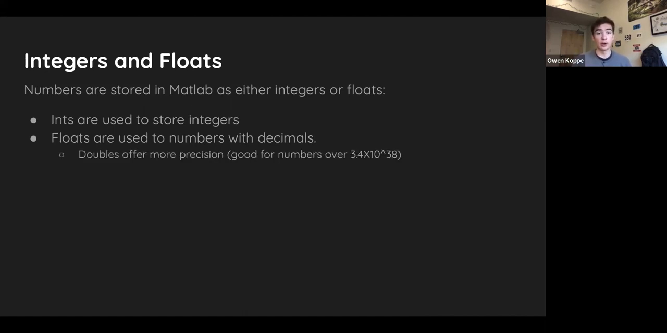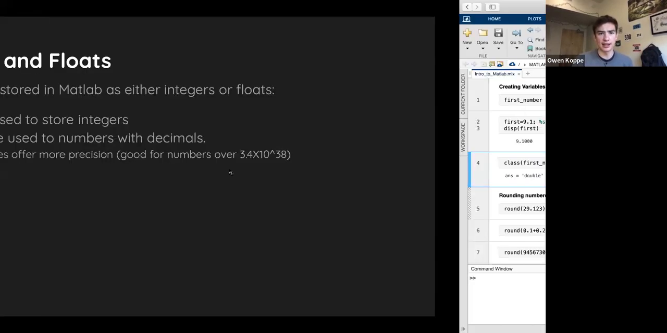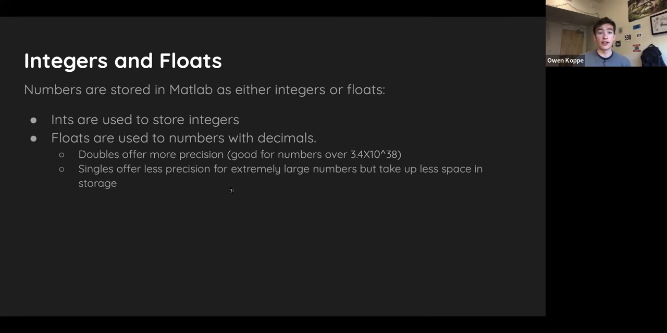The first is a double, and the double is the default for all MATLAB numbers, no matter what. So if we think back to here, 16 is an integer, so we've inputted an integer, but MATLAB by default defines it as a double. We'll talk about why MATLAB uses doubles in a second. But there's also another type of float we could use called a single. Integers don't have decimals and take up less storage, but the difference between a double and a single is going to be the amount of storage space they take up.